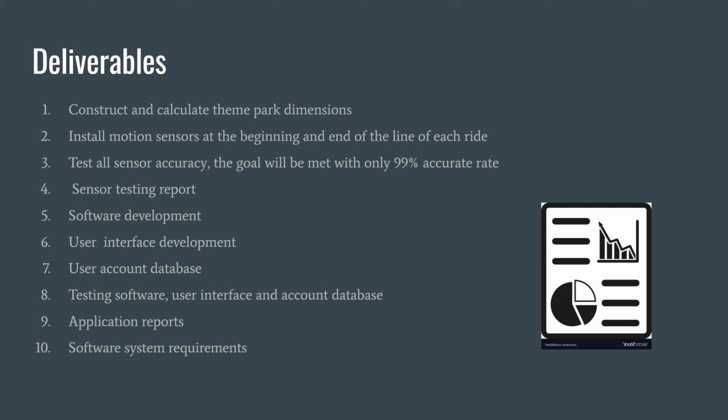The third deliverable is to test all sensor accuracy. The goal will be met with only a 99% accuracy rate. The sensor testing period will factor in multiple variables such as the person's height, weight, and weather condition. The fourth deliverable is constructing a meeting with stakeholders to discuss the generated sensor testing report, which is everything that we did for the third one.